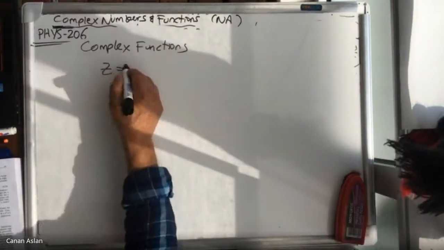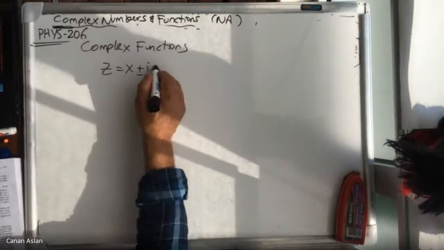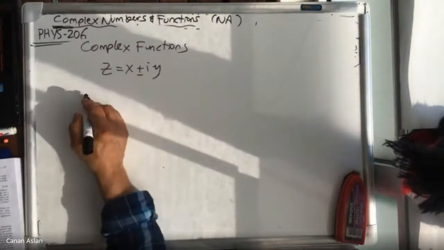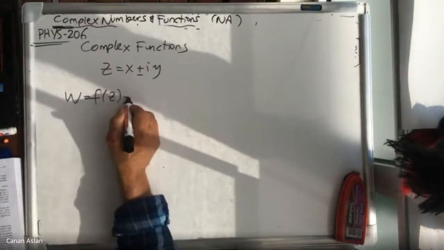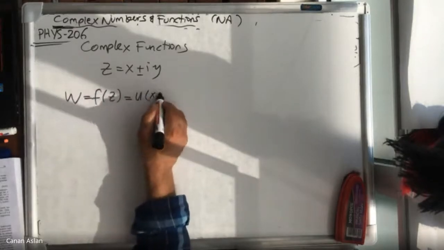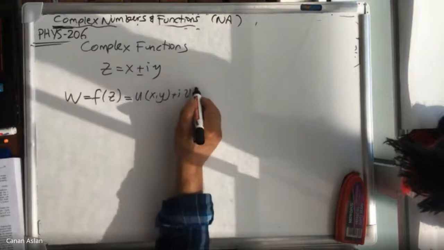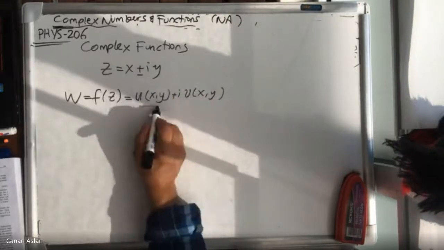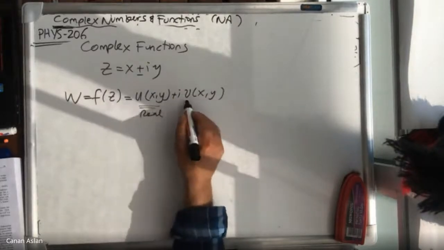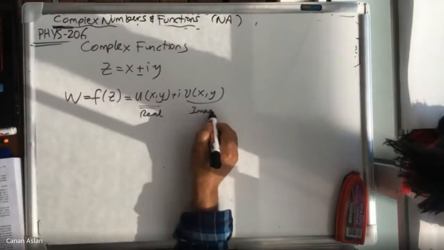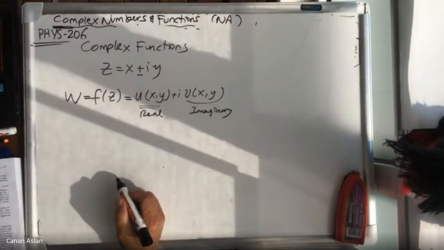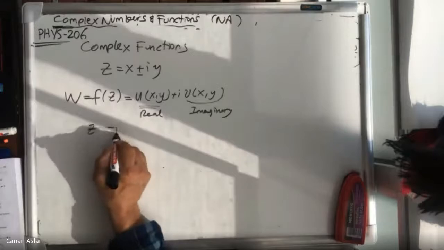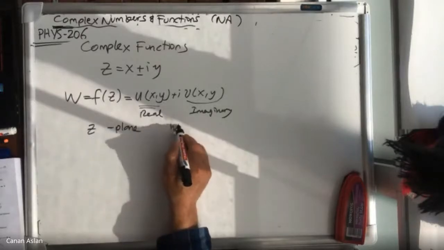Since z was given by x plus or minus iy, the complex function omega, which is f of z, is given by u(x,y) plus i v(x,y). As you see, this part is the real part, but this part is the imaginary part, or complex part. So now we have the z plane and the omega plane.